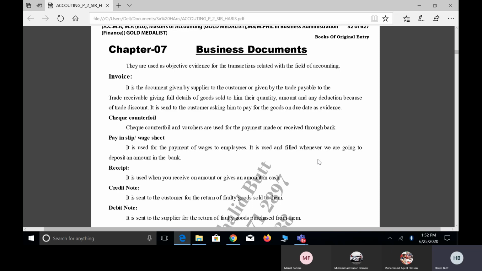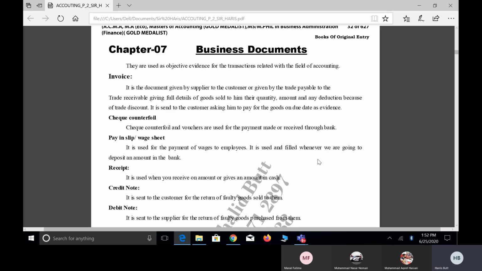It is a document in which I write the name of the person to whom the goods are sold, the quantity, the things sold, their amount, and any discount given, which I subtract, and I send it to the customer. That document is an evidence for asking for the payment. The customer will sign that document and return it back to me.